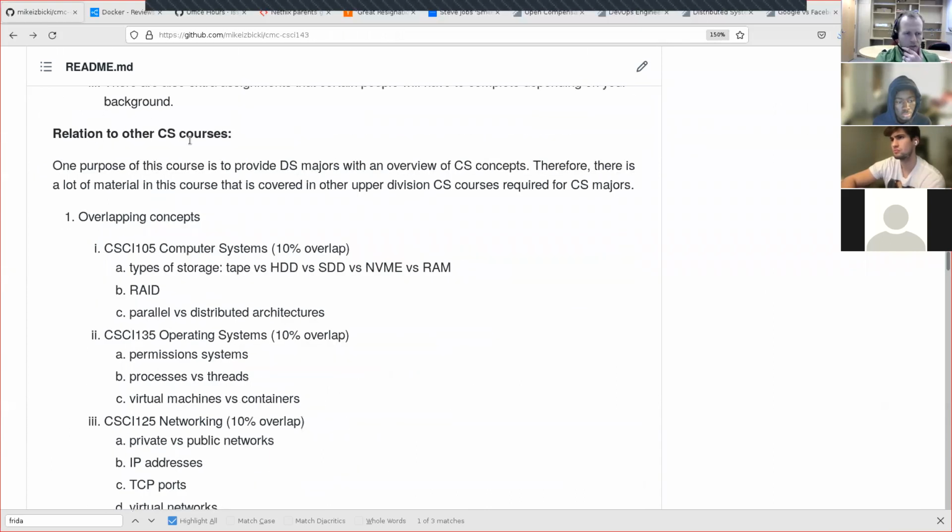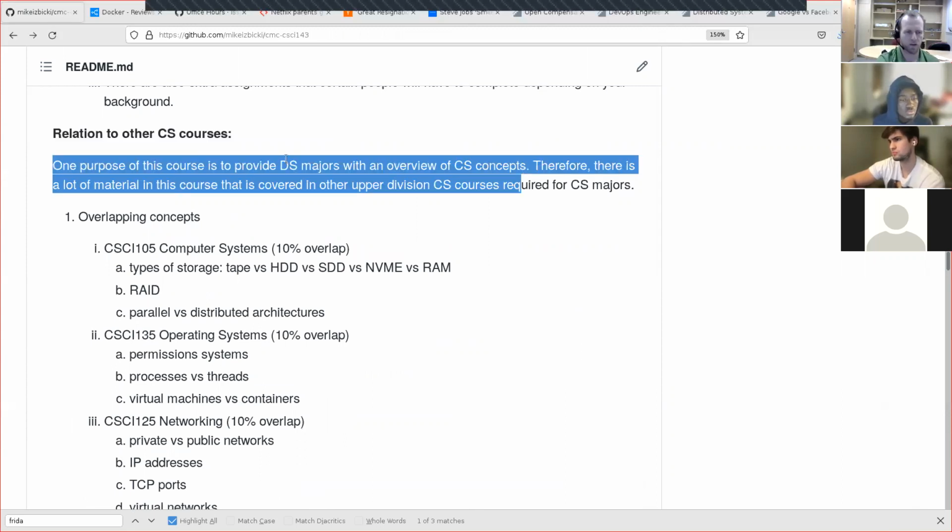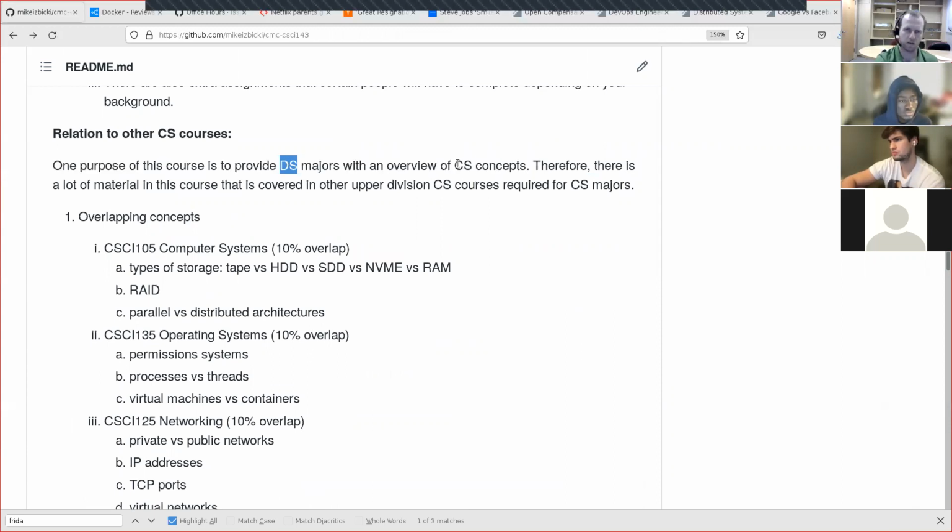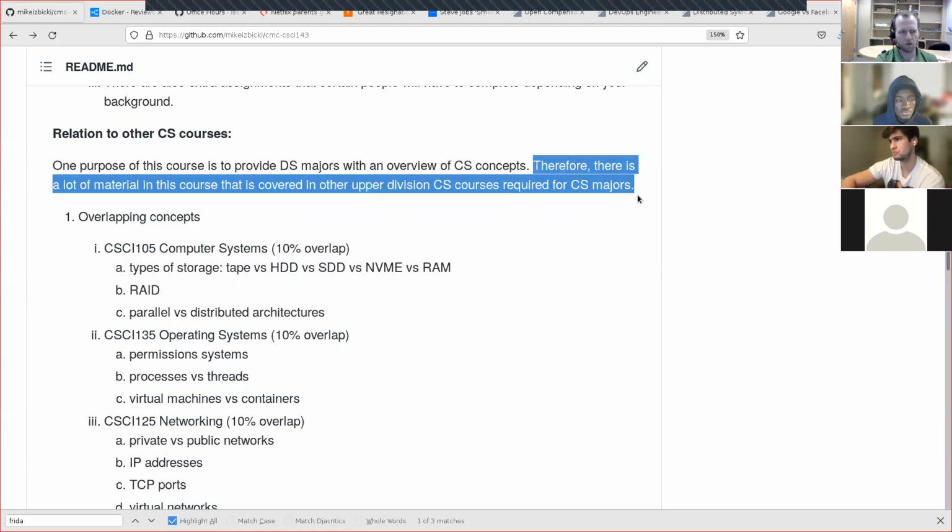Okay, so how does this relate to other CS courses? So again, one of the purposes of the big data course is to provide DS majors with an overview of CS concepts, upper division CS concepts in particular, so that you can communicate at your jobs with the computer science majors. And because of that, there's going to be quite a bit of overlap with standard upper division CS courses.